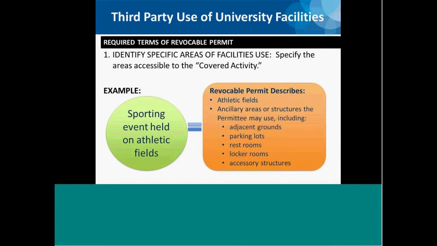The revocable permit for covered activities has certain required terms. The first is that specific areas of the facilities being used must be identified. For example, for a sporting event being held on athletic fields, the permit must describe each area that will be used. This would include not only the athletic field, but might also include ancillary areas or structures such as adjacent grounds, parking lots, restrooms, locker rooms, and accessory structures. Any area being used by the third party must be specifically identified in the permit.